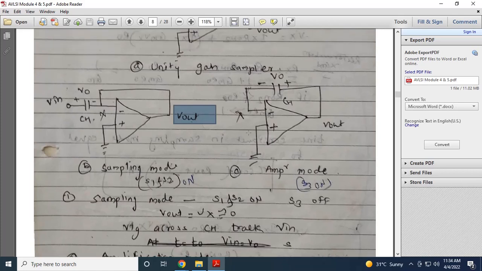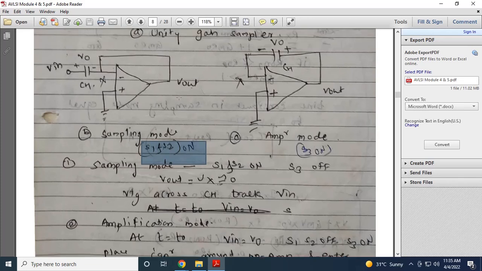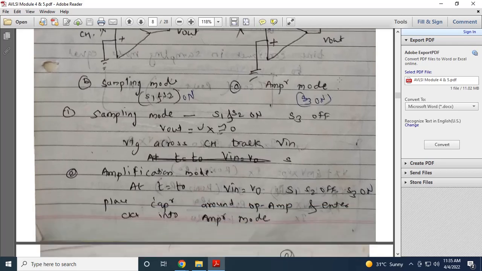So in amplification mode, switches S1 and S2 are turned off and switch S3 is turned on. So this capacitor is placed between node X and Vout. So this op-amp will enter amplification mode.